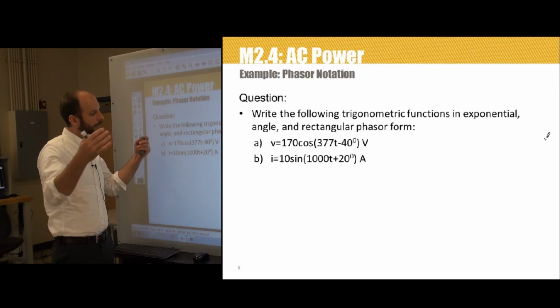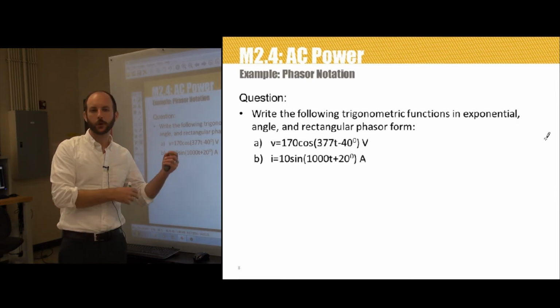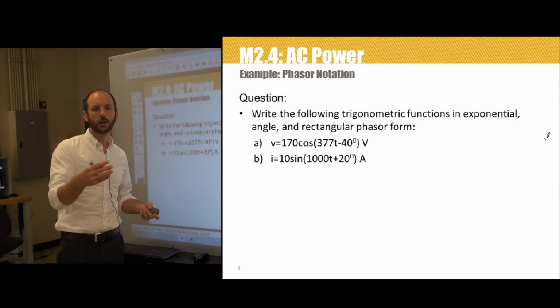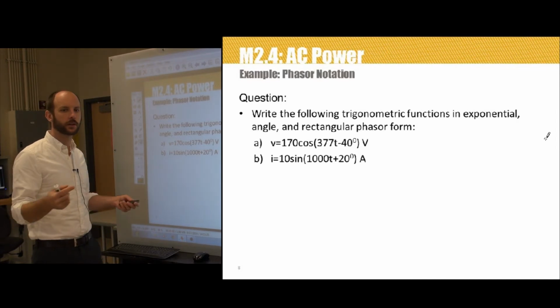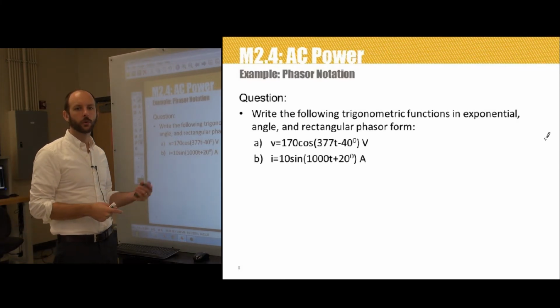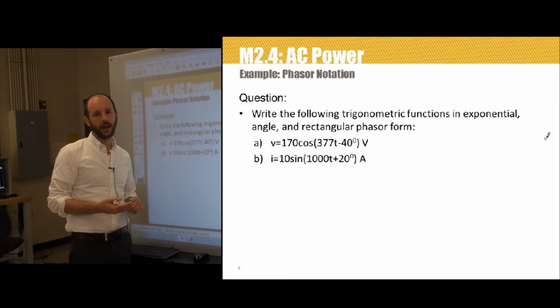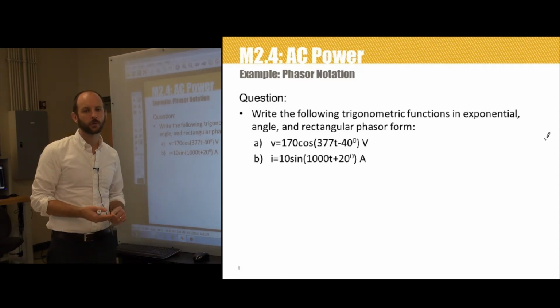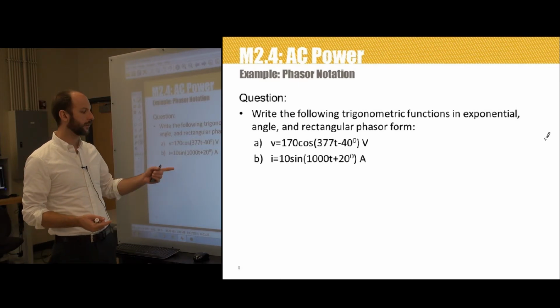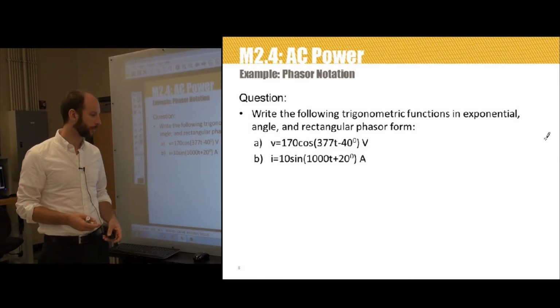So this may seem super complicated, but don't worry, it's actually not all that hard. Let's put it into practice, right? So let's work an example using the phasor notation. We've got two trig functions here, and we want to write them in exponential, angular, and rectangular phasor form. So we want to take these cosine and sine functions and put them into their phasor forms.